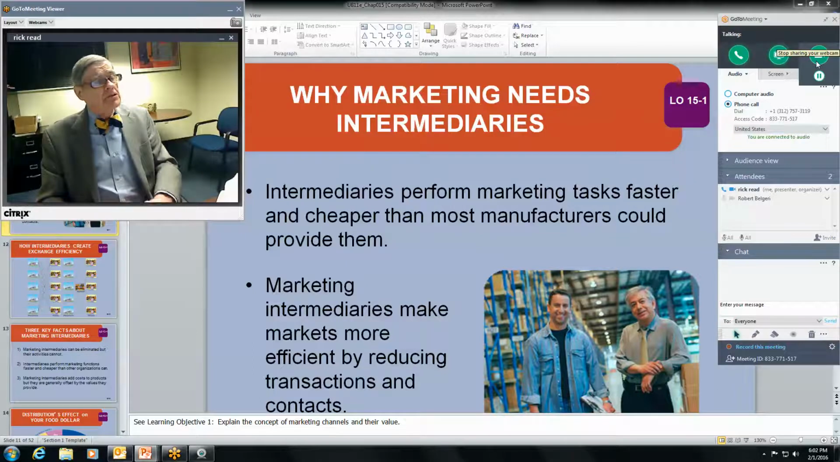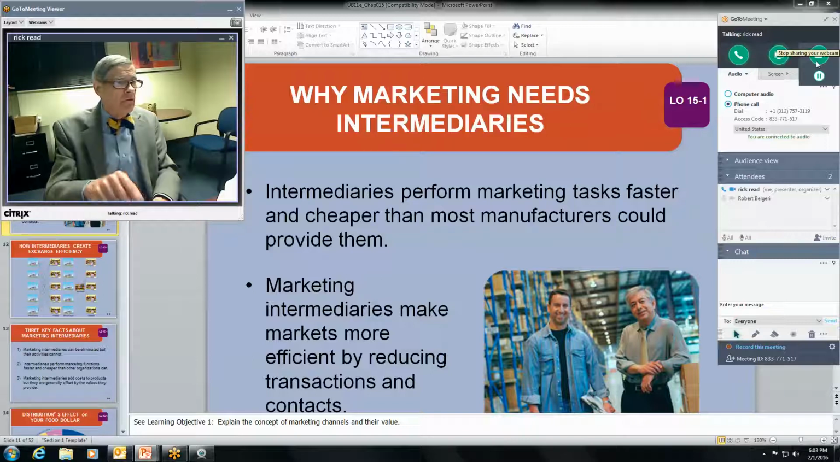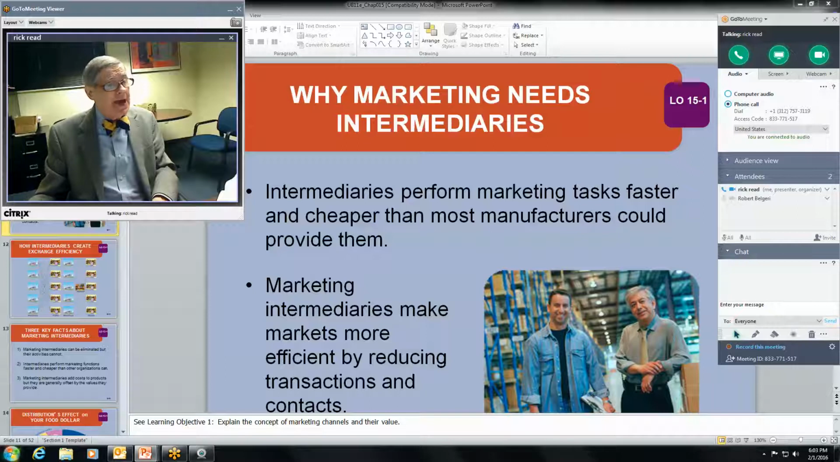This is the things that intermediaries can do for the manufacturer. They can do tasks a lot quicker. They can do them less expensively. And they can see the customers quickly. Notice what they also do. They reduce transactions and contacts.